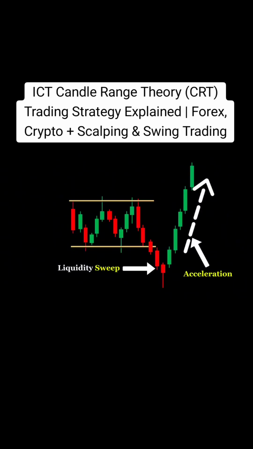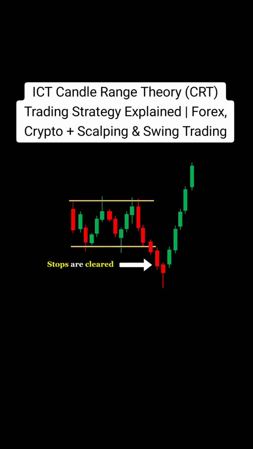Here's what happens step by step. Stops are cleared, long traders are forced out, and breakout sellers jump in late. Liquidity is transferred. Smart money takes the other side of those trades, building positions at discount prices. Momentum kicks in. With liquidity secured, institutions drive the market strongly in the intended direction. This surge creates the acceleration phase, the sharp, decisive move where the real profit potential lies.